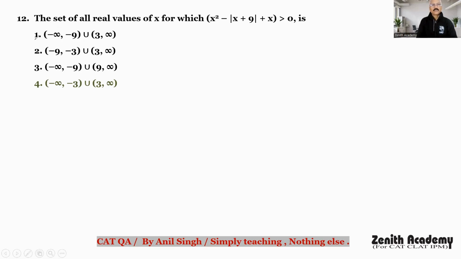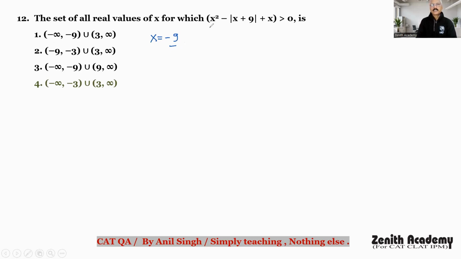Let us take option 1. Here, greater than minus infinity and less than minus 9, and union greater than 3 and less than infinity. Let us check by putting x is equal to minus 9. Choice 1 is saying less than minus 9. I'm putting directly x is equal to minus 9. Let's see what happens here.